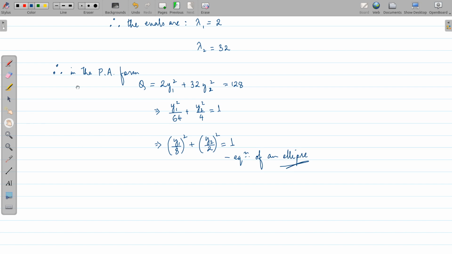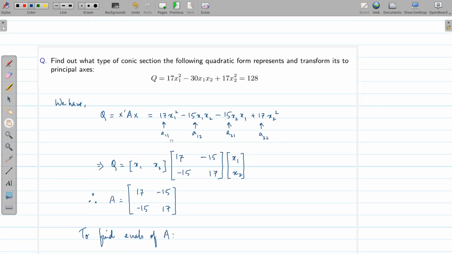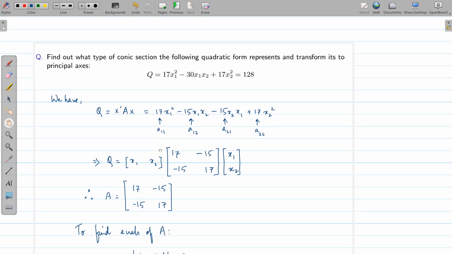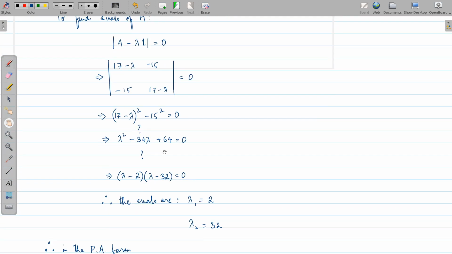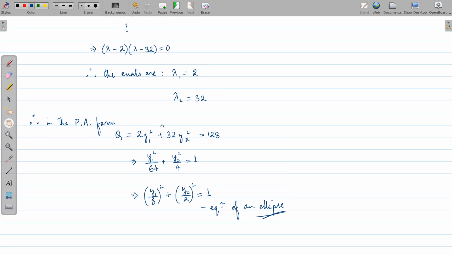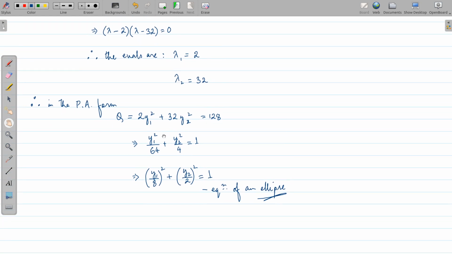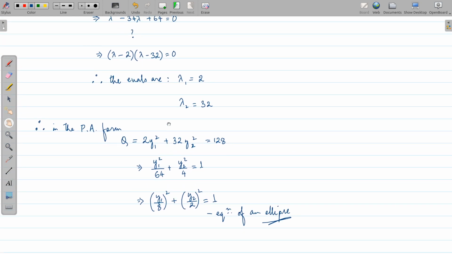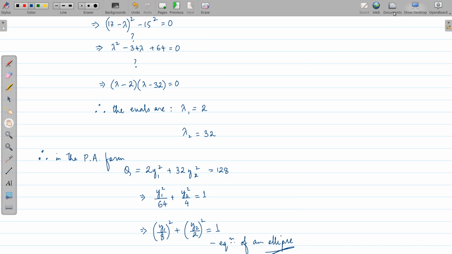Okay, so to answer the question, what's the question? The question is, what type of conic section are we talking about here? The conic section that we are talking about is an ellipse. So this is how you can use the principal axis theorem.